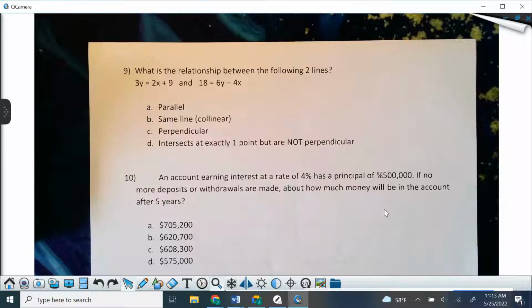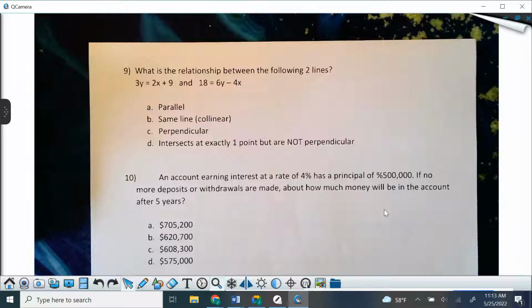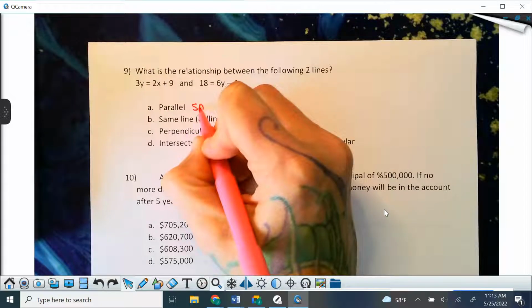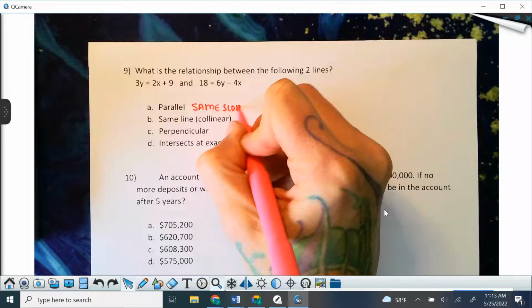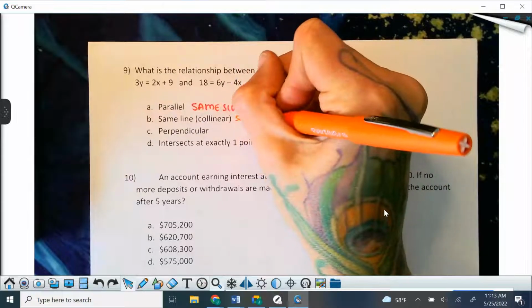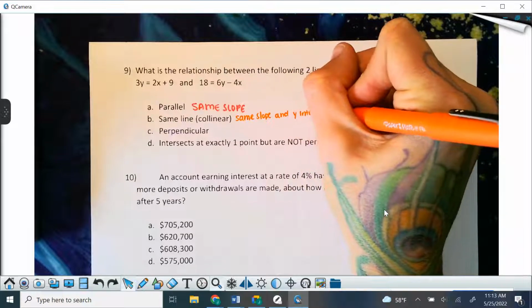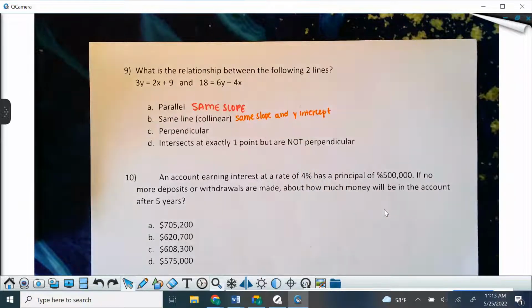Sorry, guys. So what is the relationship between the following two lines? So parallel means, to know if they're parallel, what would have to be true about these lines? How do we know if lines are parallel? Yep, same slope. So we got to check their slope. Same line or collinear means same slope and same y-intercept, right? So same slope and y-intercept. So M and B would be the same if it was in slope-intercept form.